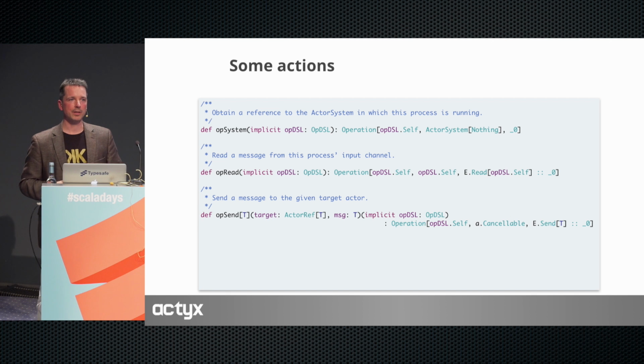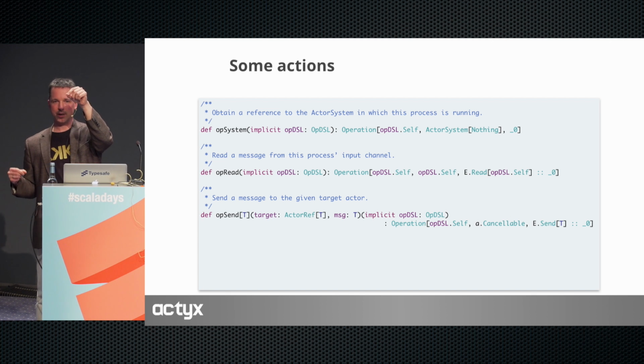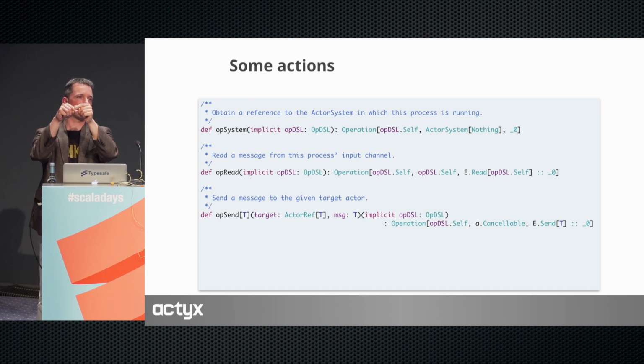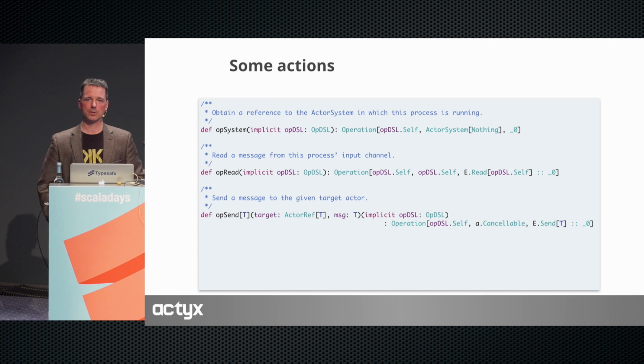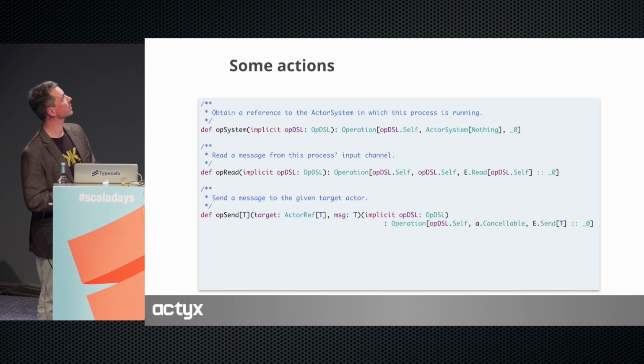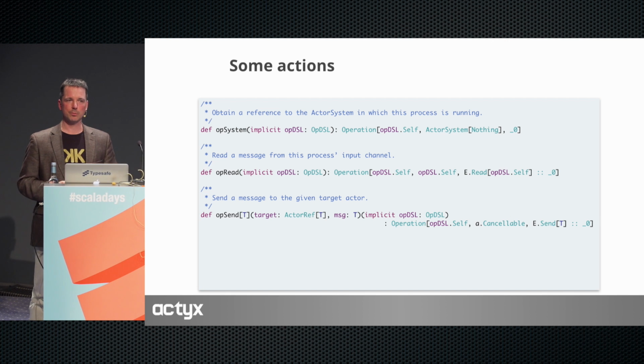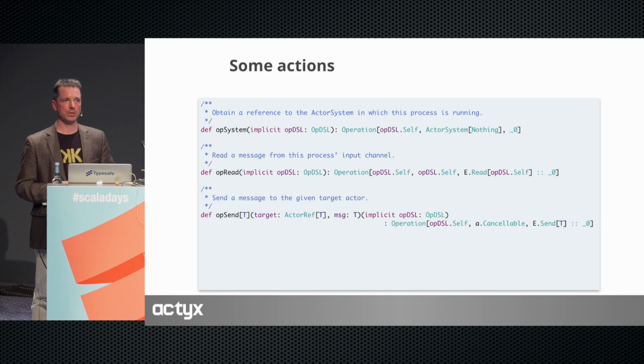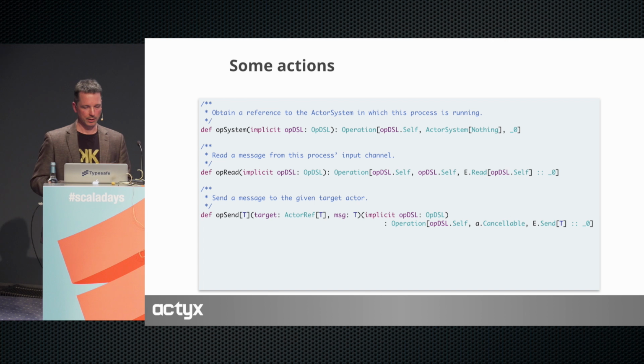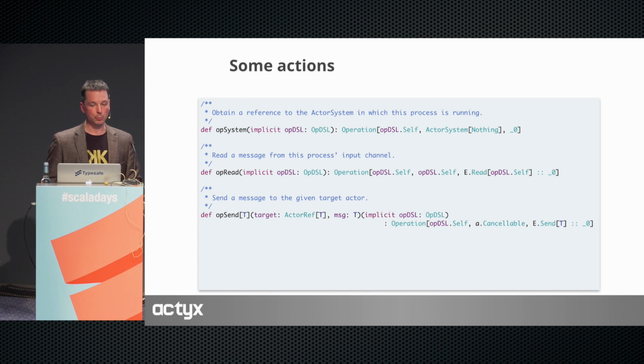It's ActorSystem Nothing because down here in the hierarchy, we have no clue what the type of the guardian actor is. So we cannot send it any messages without further knowledge, hence ActorSystem Nothing. And in the end, there is an underscore zero, which means OpSystem does not emit any effects that we track. It's just an access to a field in a dictionary, if you will.